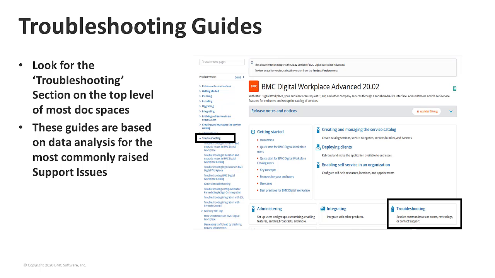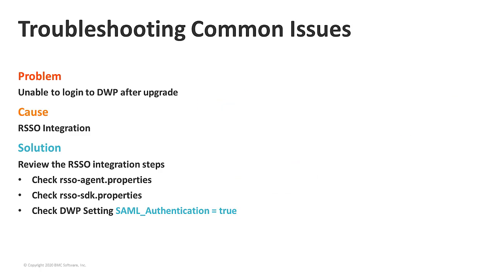As highlighted on this Digital Workplace troubleshooting page, you can see the troubleshooting section is in the top level of the navigation pane, as well as the link highlighted on the bottom right of the screen. Let us quickly dive into troubleshooting some common issues.